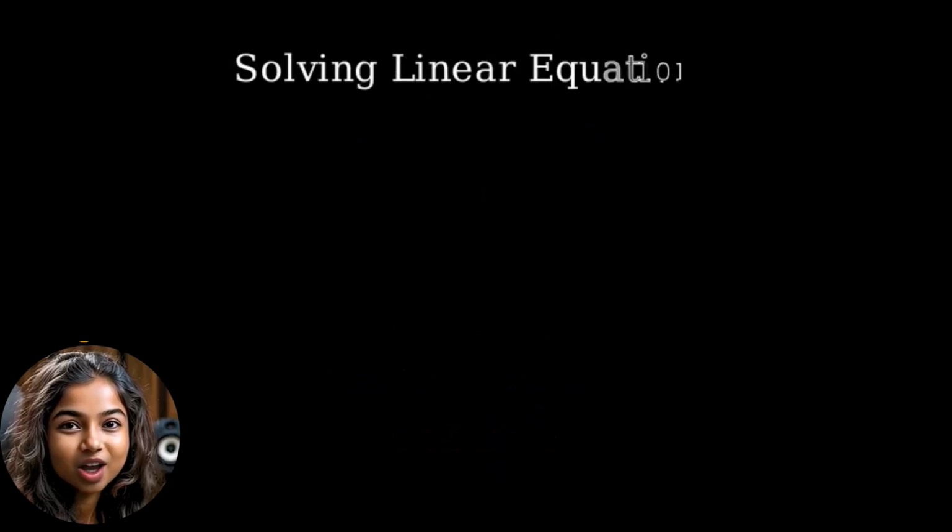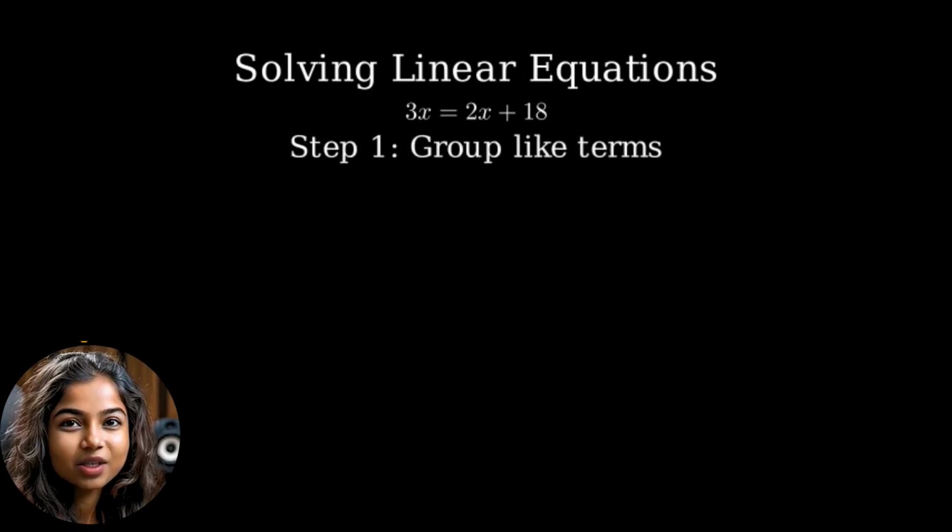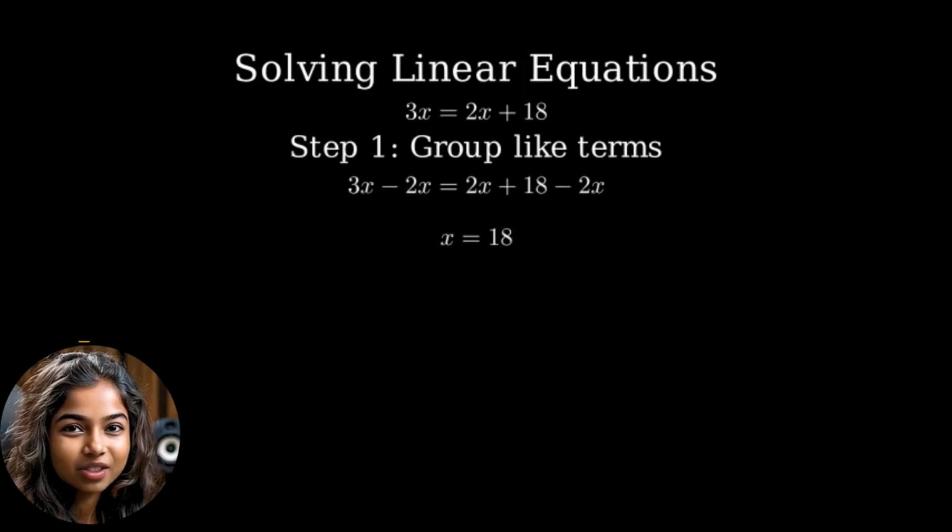Welcome. Today we'll solve the linear equation 3x equals 2x plus 18. Let's solve this step by step. Step 1. We need to get all terms with x on one side of the equation and all other terms on the other side. Let's subtract 2x from both sides to get all x terms on the left. When we subtract 2x from both sides, the 2x terms on the right cancel out, and on the left we get 3x minus 2x, which simplifies to just x.